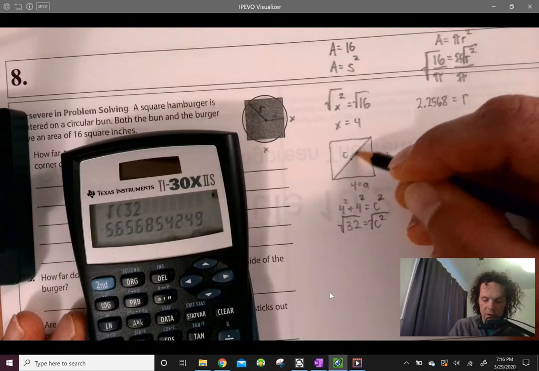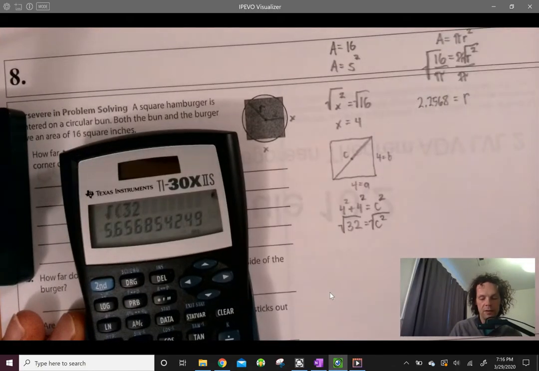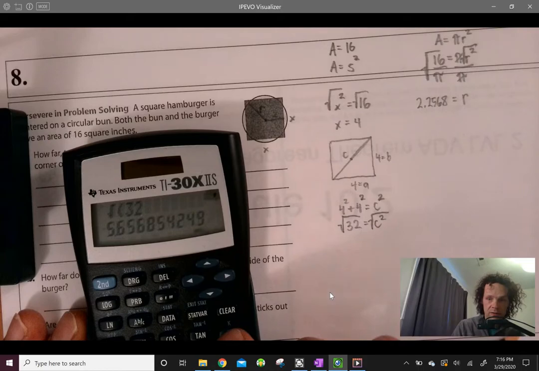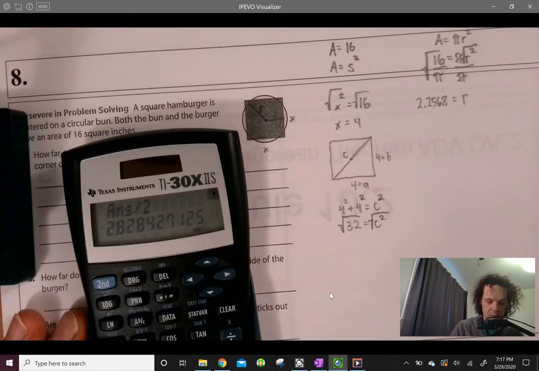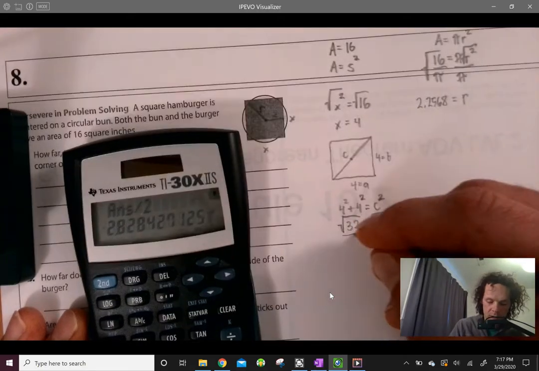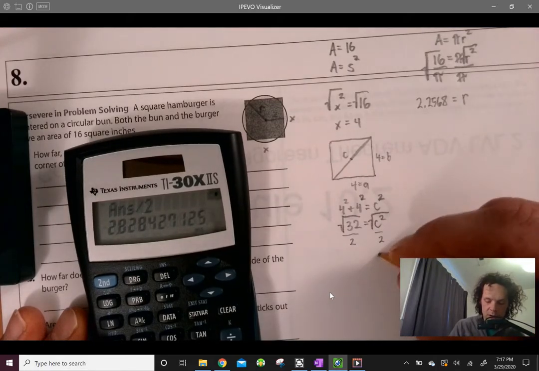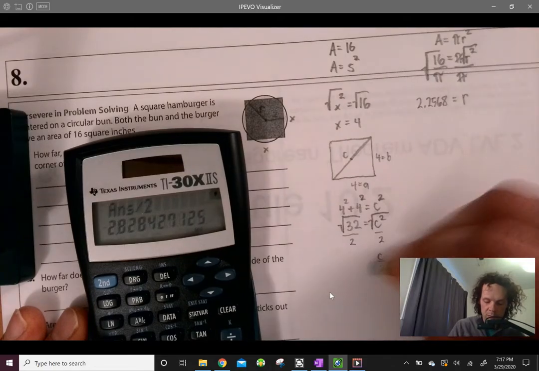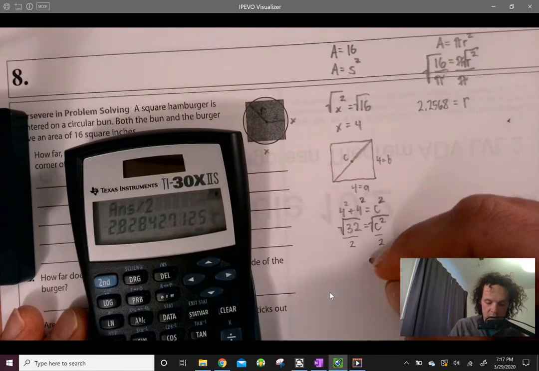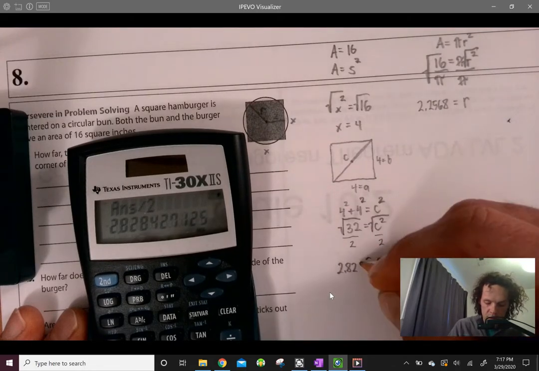Now, what I'm really looking for is half of that. I'm looking for this distance right here, because I found the radius of the circle, so I know how far out that goes. So half of that distance, I'm going to divide by 2 and get 2.828. If I divide this by 2, and that by 2, I get C divided by 2, and C is approximately 2.828.